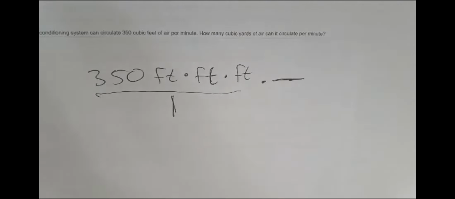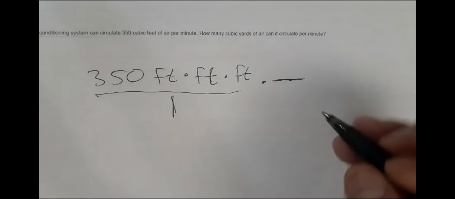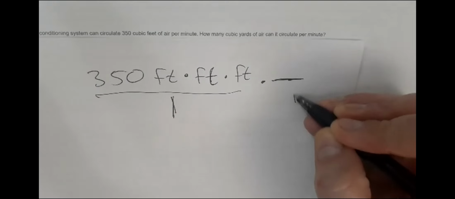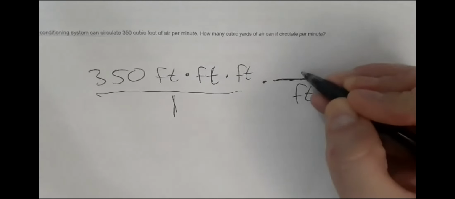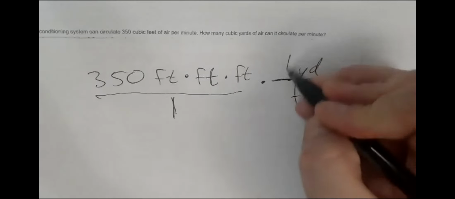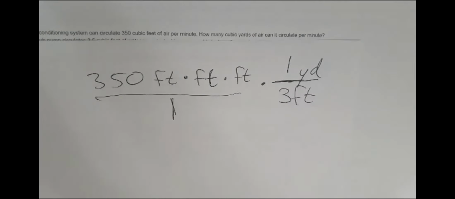You could always do this thing over 1 if you want. But these things are on top, so where do I have to put the feet? On the bottom. I want to go from feet to yards. And so what did I say? 1 yard is 3 feet. So you've got to be sure to put that the right way. 1 yard is 3 feet.